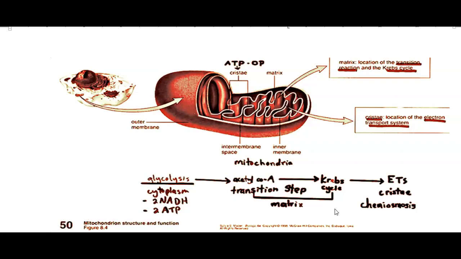And all of those electron carriers go to the electron transport system, also called electron transport chain, which is in the cristae. And here we're going to see chemiosmosis is going to take place again. That's with the ATP synthase, the hydrogen pump, and that is where most of the ATP is going to be made.